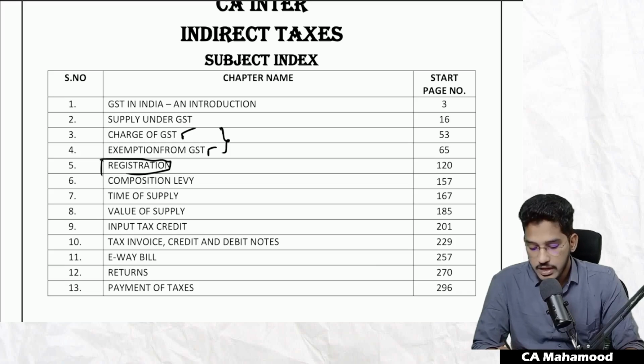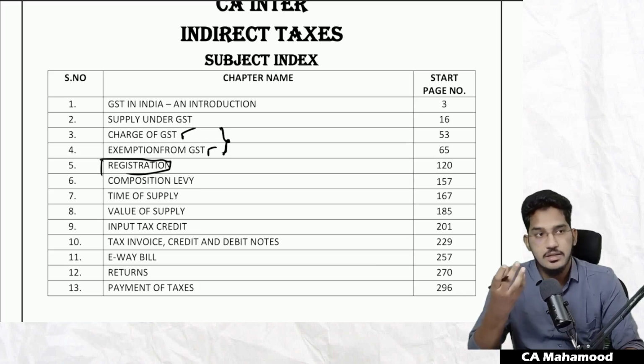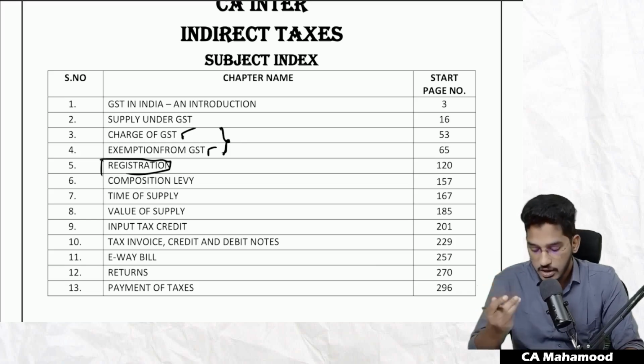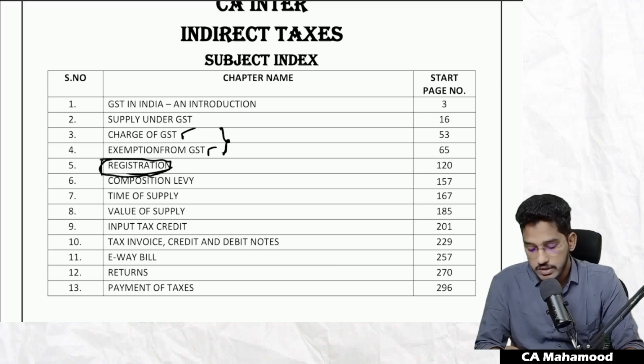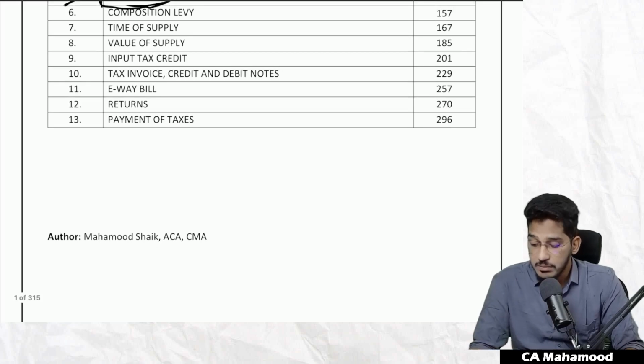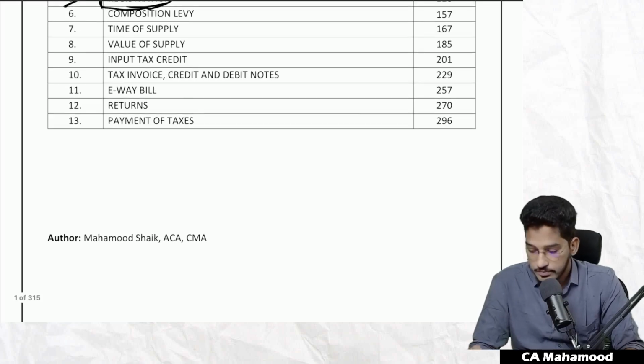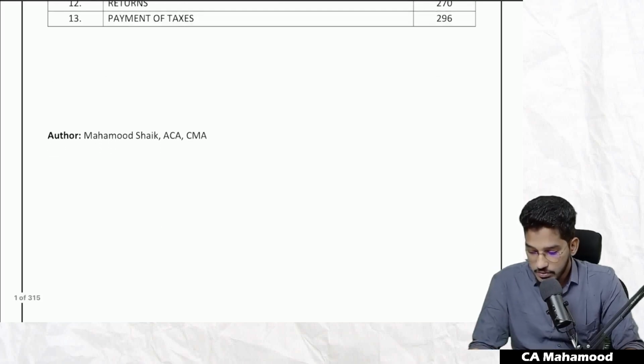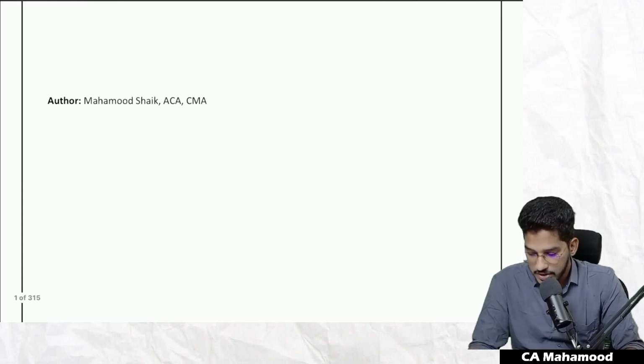Why? Because the understanding of the charge of GST and exemptions from GST will be much better. That understanding will become complete only when we understand the provisions of registration in a detailed manner. So that's why I'm skipping chapter number 3 and chapter number 4. First we will complete registration. Once we are done with registration, then we can understand these in a much better manner. Okay, so let us see now what this chapter registration is all about.